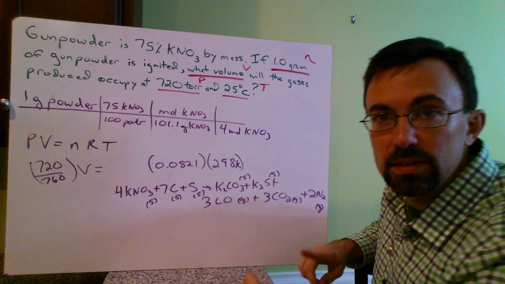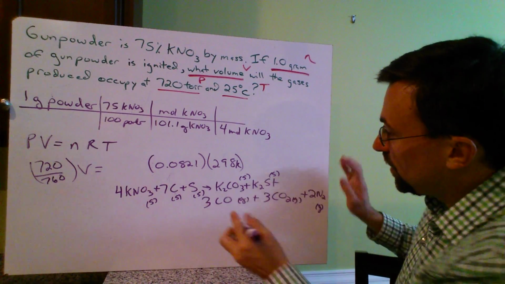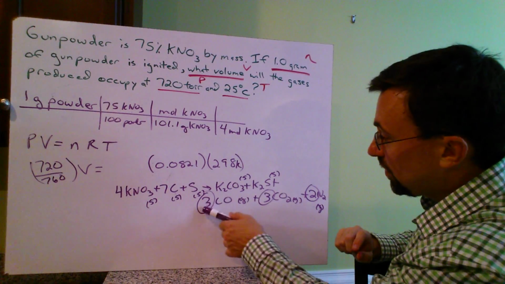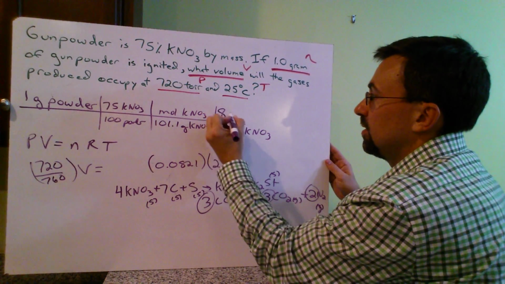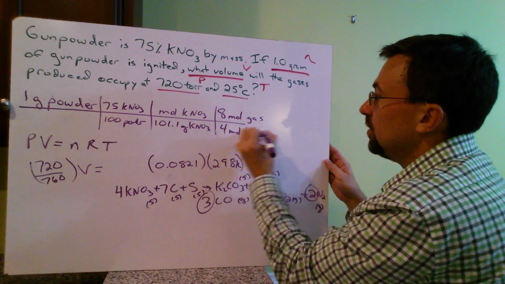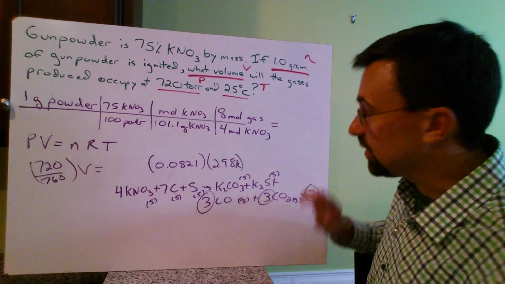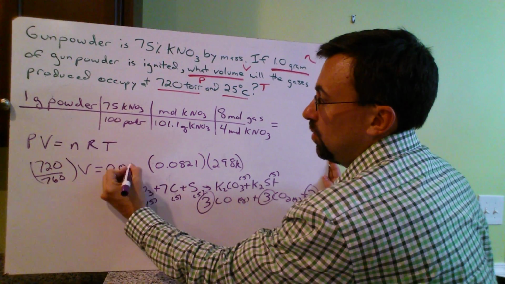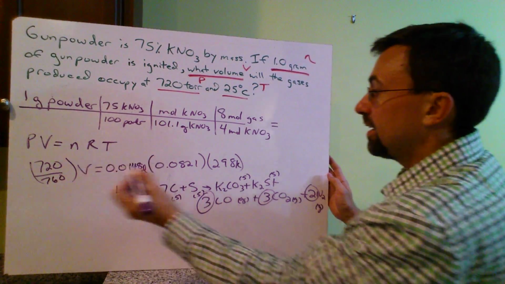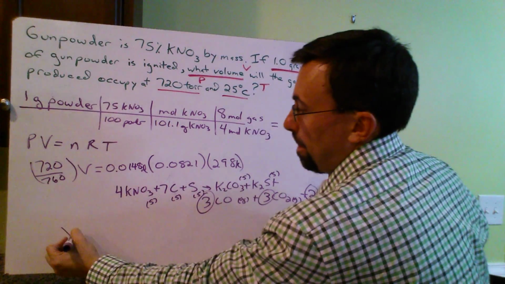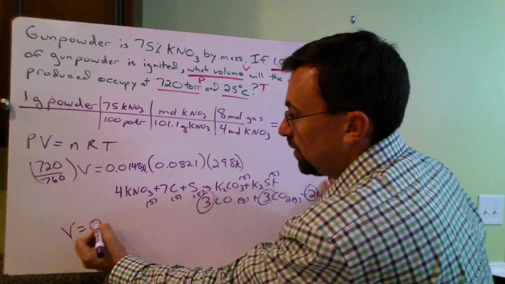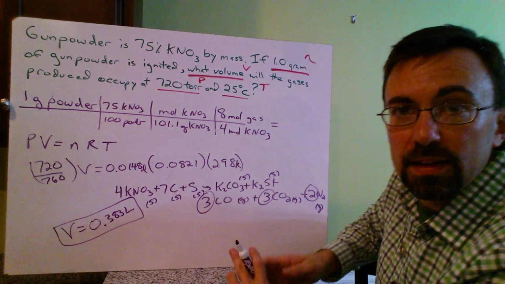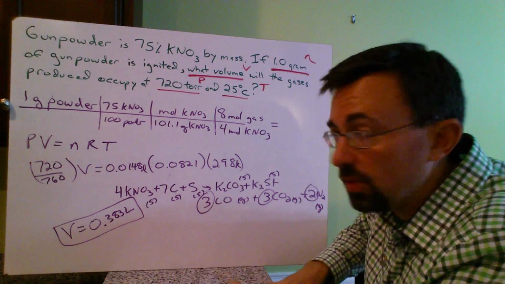But the trick here is, the ideal gas law tells us we can combine all these together. So we have 3, 3, and 2, or 8 moles of gas in total. And that's all we need here. So this number then we can drop right down here. 0.0148 moles. I can calculate for my volume. And I get 0.383 liters.